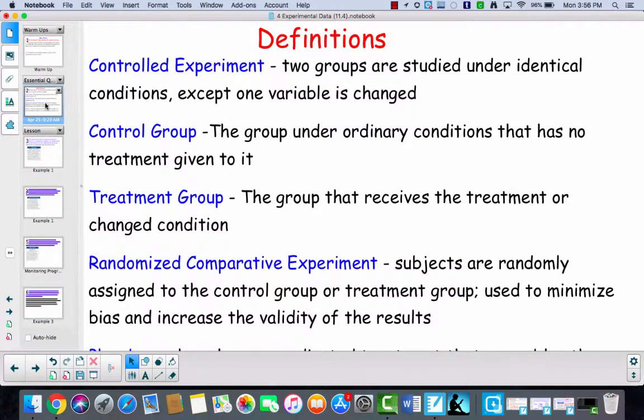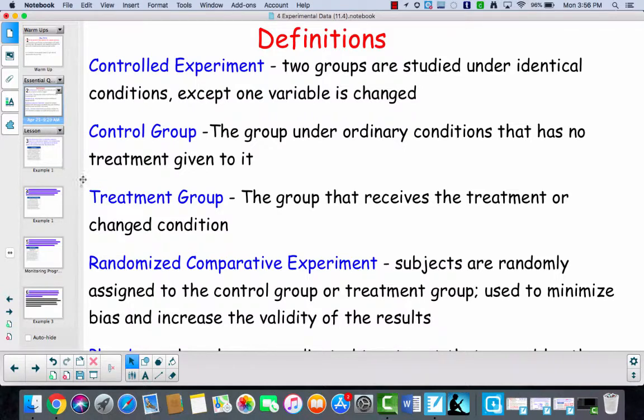Okay, you should have the notes with these definitions. If you don't, make sure you put them in your notes. But a controlled experiment is where two groups are studied under identical conditions, except one variable is changed. That's like the one we just looked at with the plants. Control group. That is your group that under ordinary conditions has no treatment given to it. The treatment group is obviously the group that receives the treatment or the changed condition.